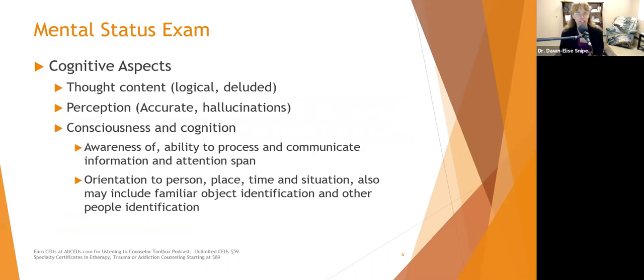What is their perception? Is it accurate? Are they perceiving the situation correctly? Are they seeing the same things you're seeing? Are they hearing the same things you're hearing? Or are they experiencing hallucinations? One of the common mistakes that a lot of clinicians make is when they're asking about hallucinations or delusions, they may ask, do you see or hear things that really aren't there? Well, if somebody is in a psychotic episode, those things are really there to that person. They can't understand why other people can't see or hear them. They're really there to that person.